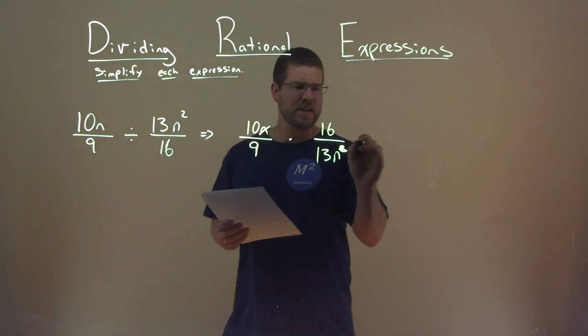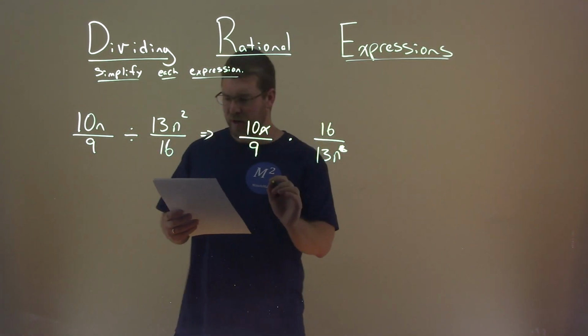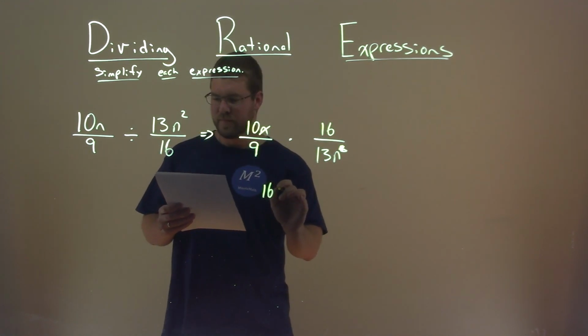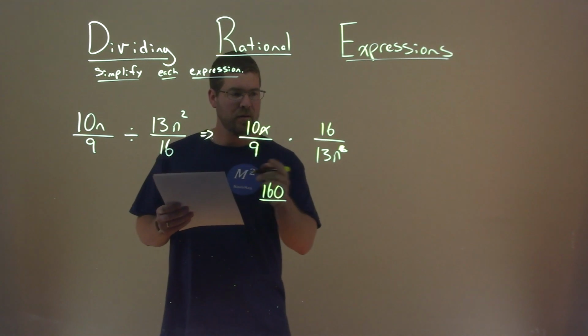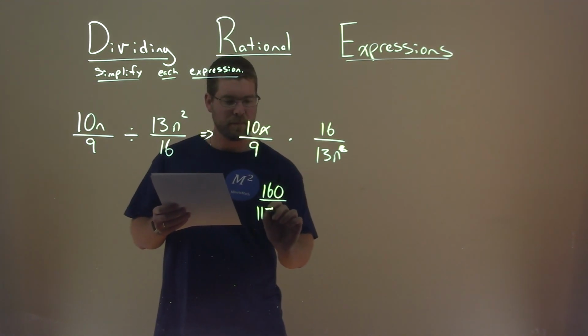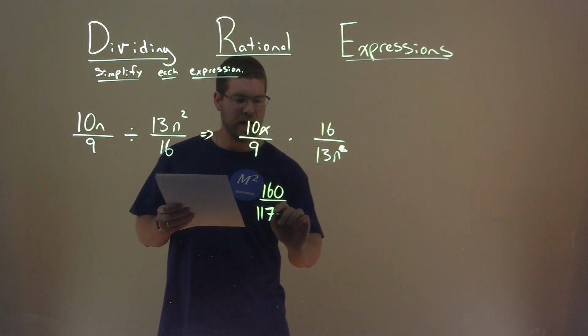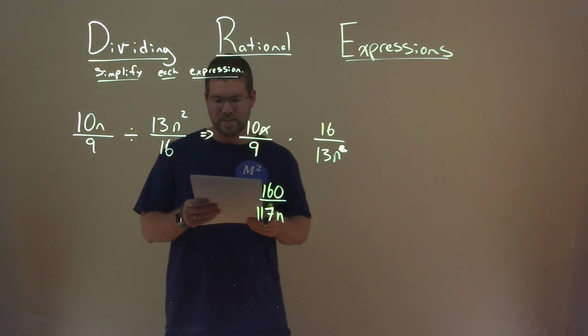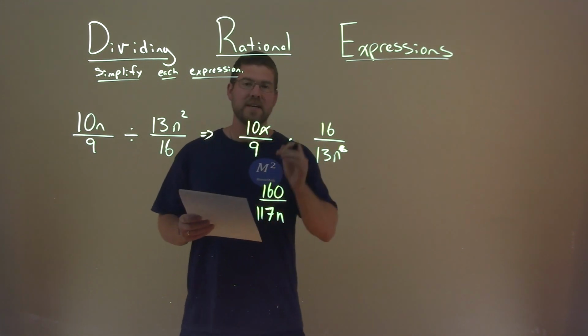And so now we just have to multiply across the numerator, which is 10 times 16 is 160. And the denominator, 9 times 13, is 117. And don't forget the n. And that's actually it. Our final answer is 160 over 117n.